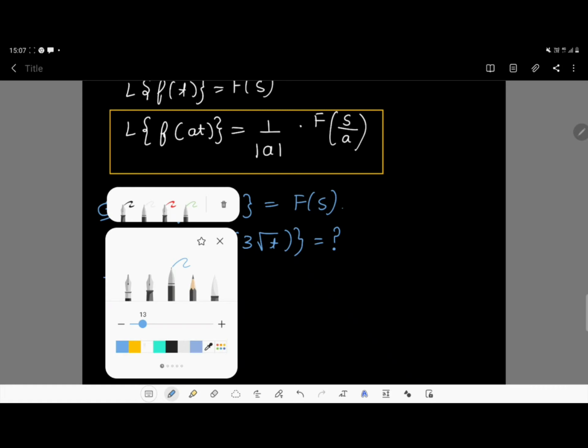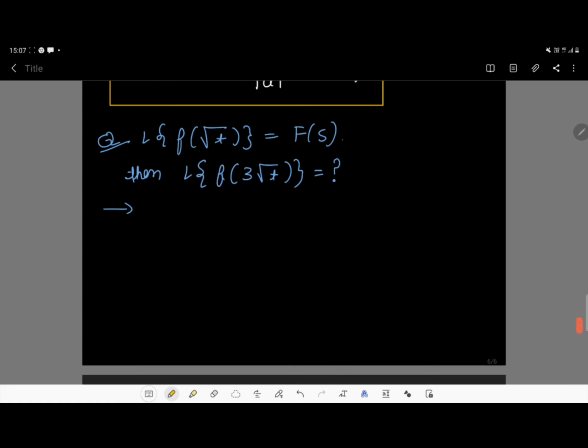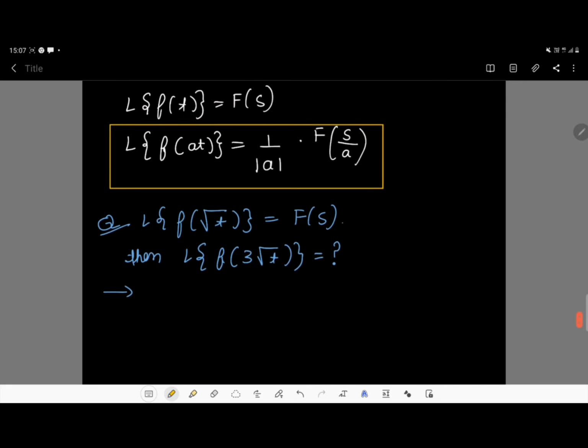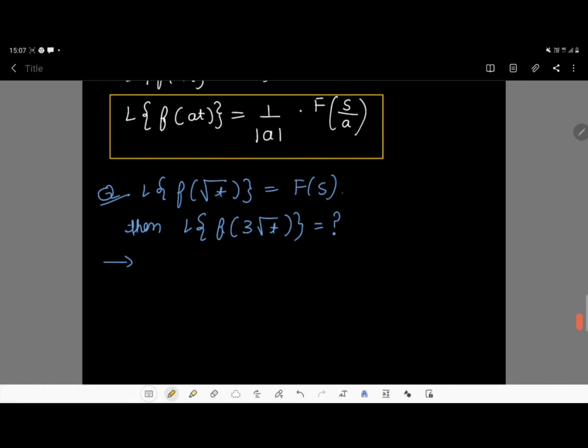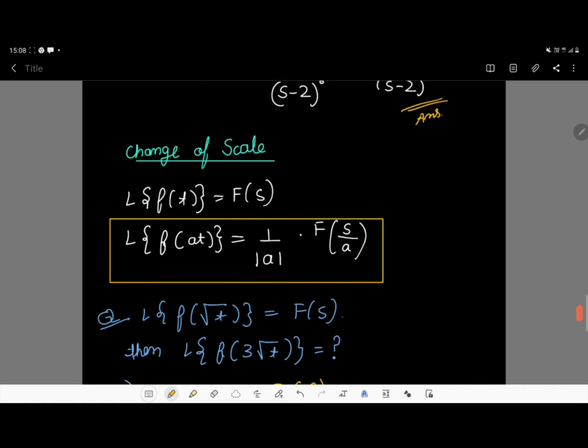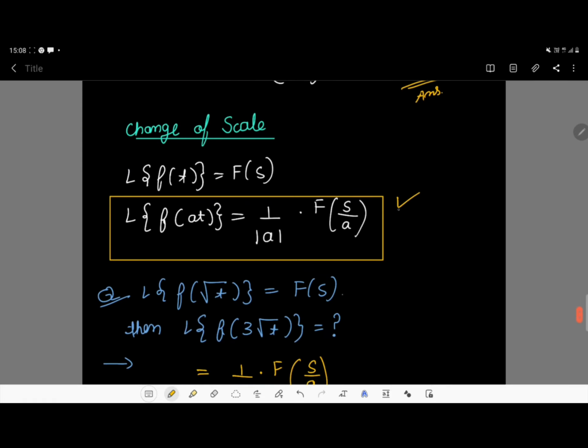Okay, so now what was the formula, this 1 by a modulus into F of s by a. So you can directly write what is a here, 3. So mod of this into F of s by 9. So this will be your final answer. So this is your change of scale, right?